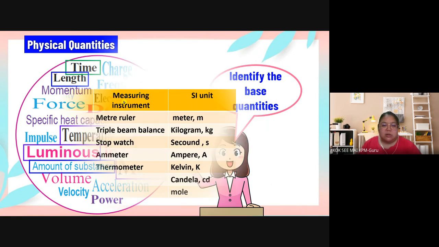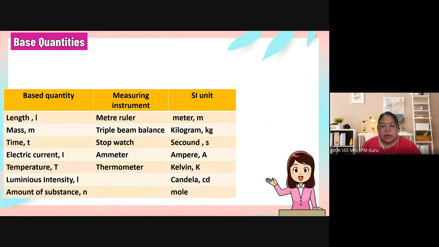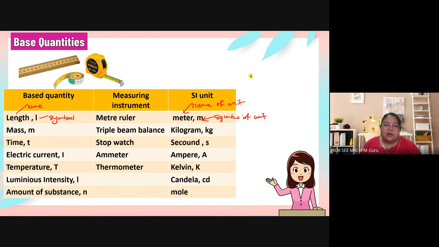Okay, so now we go and see base quantities. We need to know this one we call the name. This one is a symbol. This one is the instrument to measure with. What do you use to measure it? This one is the name of unit. This one is the symbol of unit. Okay, we have the symbol and the name, so they are different things.